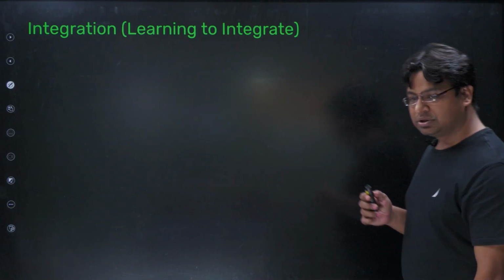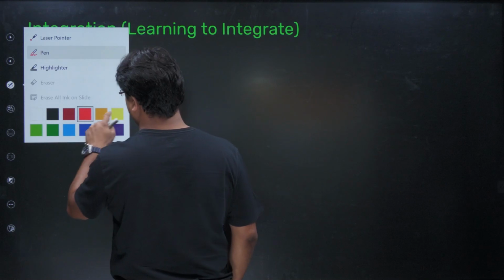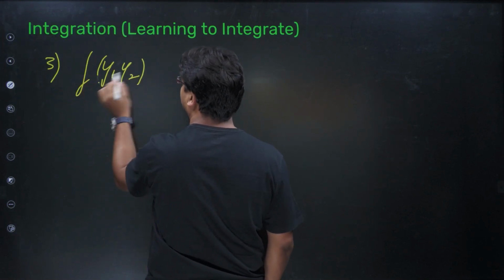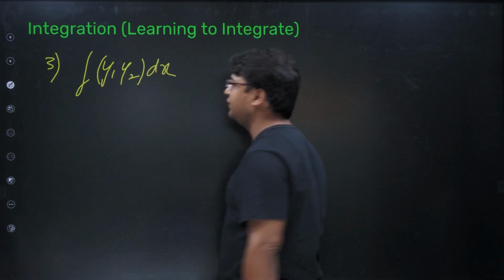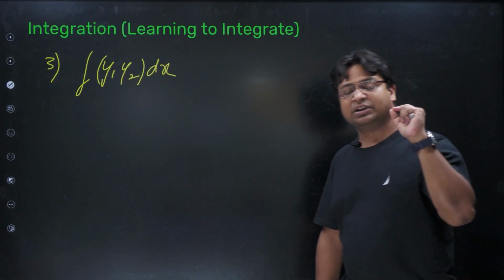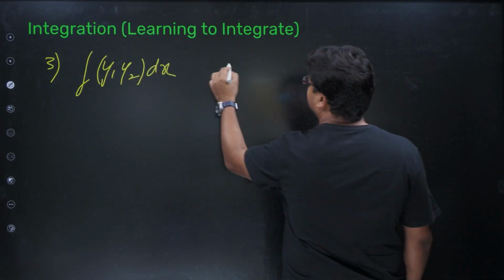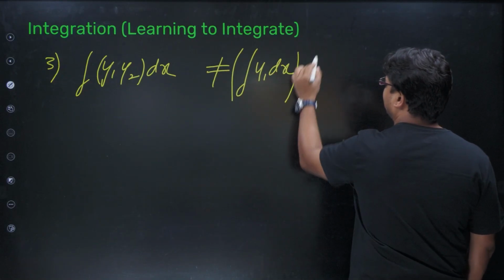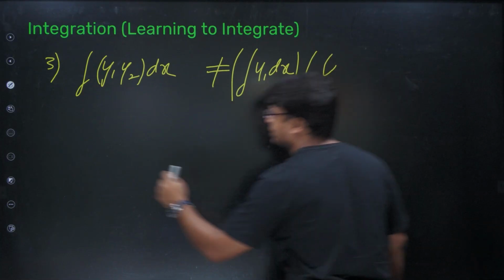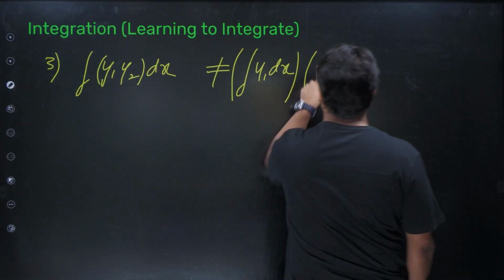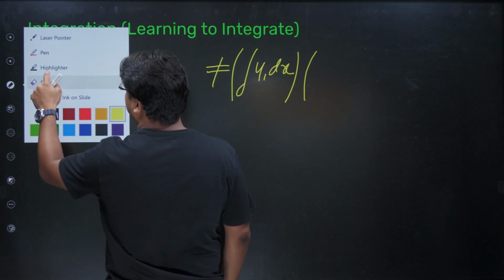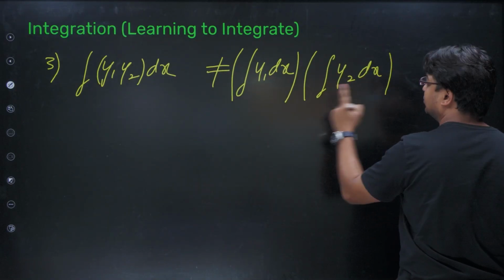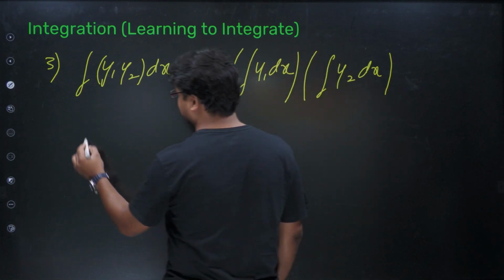Now the third rule that we have: what if we have to integrate a product of two functions? The first thing that you need to keep in mind is that you can't do this: integration of y1 dx multiplied by integration of y2 dx. So please don't do this. This is the first thought that comes to you naturally, but it is wrong. Now let me tell you what you're supposed to do.